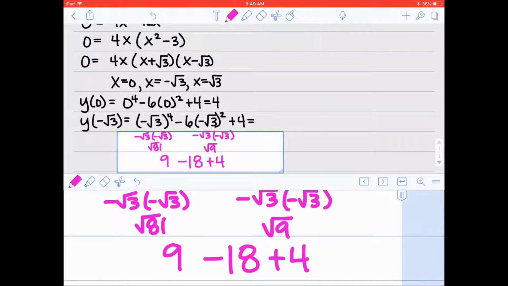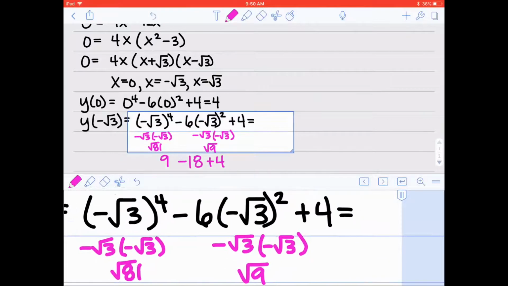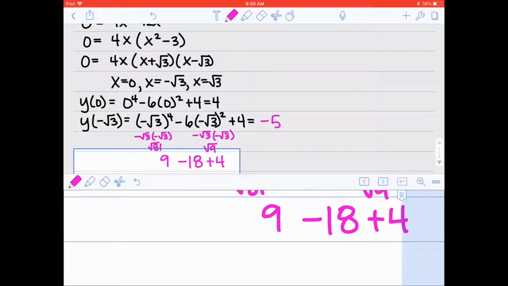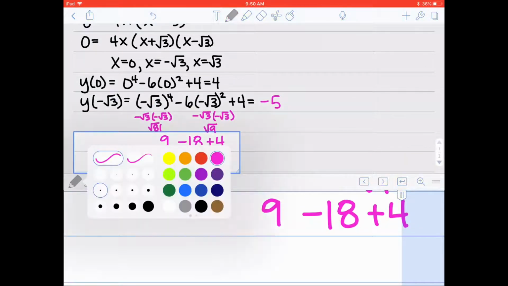Okay, so we have 9 minus 18 minus 4. So that's 13 minus 18, that's negative 5. So this equals negative 5. And then we're going to go ahead and do it again with the positive square root 3.